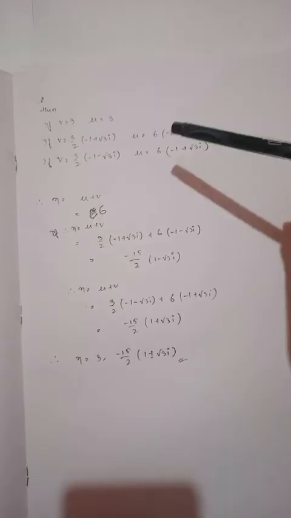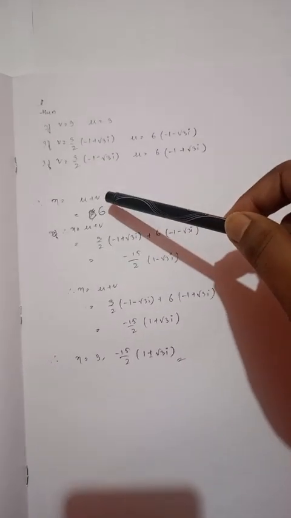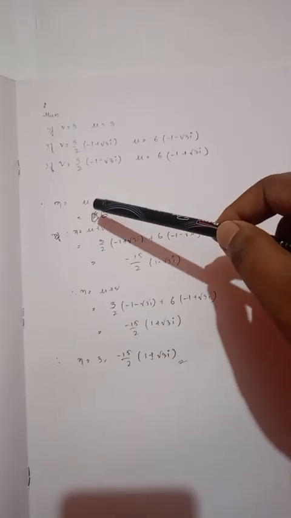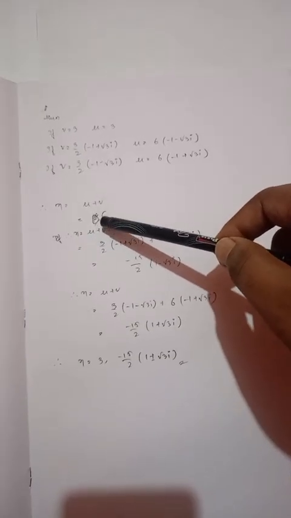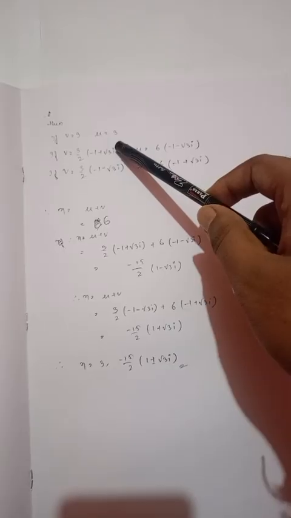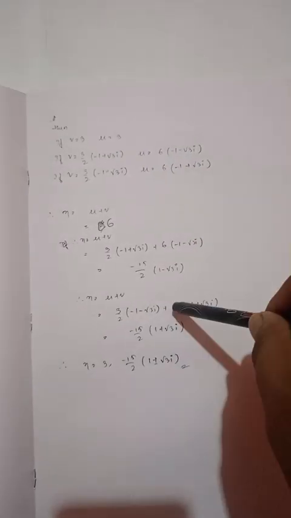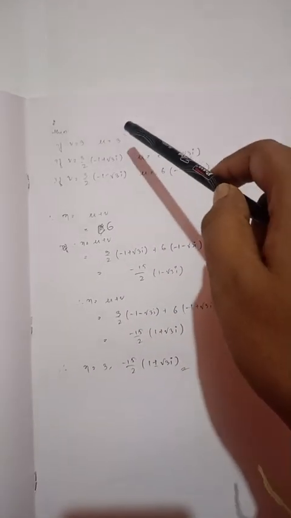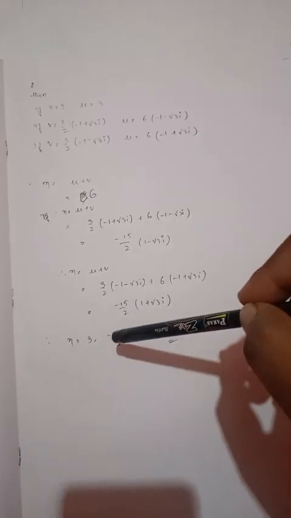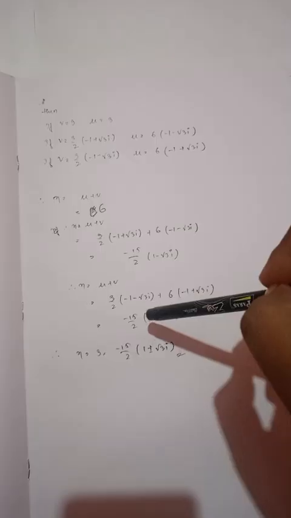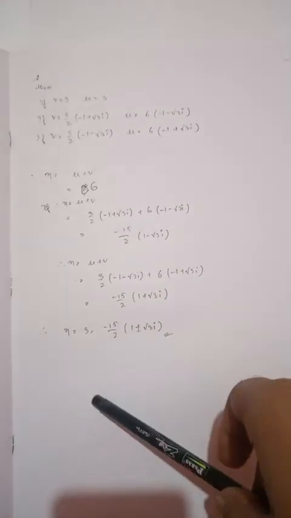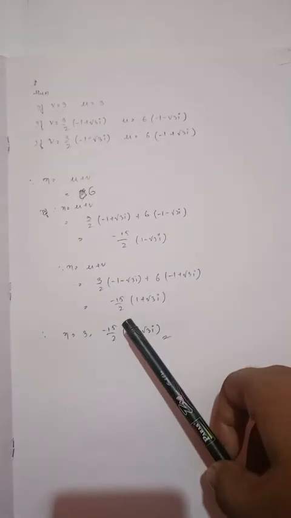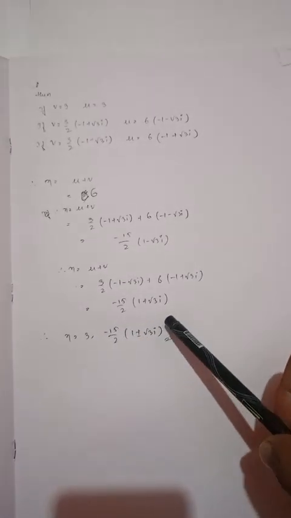Therefore, now the values of x, u plus v: if both u and v are 3, then it will be 6. And u plus v, if we take this quantity and this quantity, then it will come as minus 15 by 2, 1 minus root over 3i. And if we take this and this quantity, then it will come as minus 15 by 2, 1 plus root over 3i. Therefore the values of x will be x is equal to 3 and minus 15 by 2, 1 plus minus root over 3i.